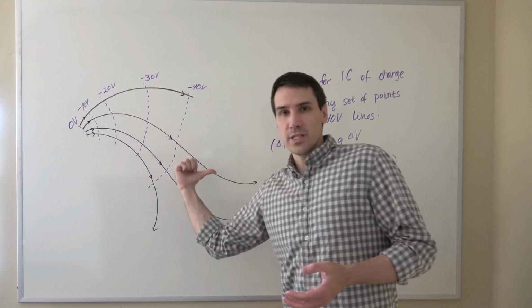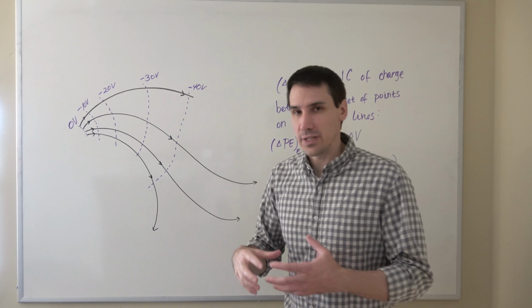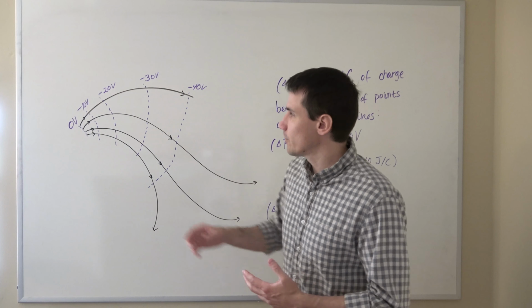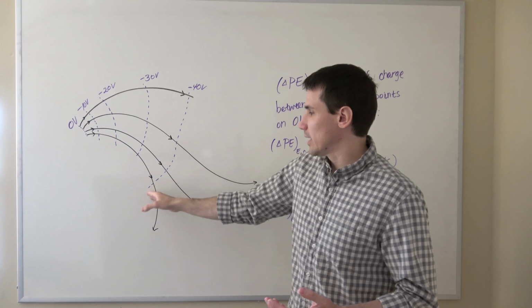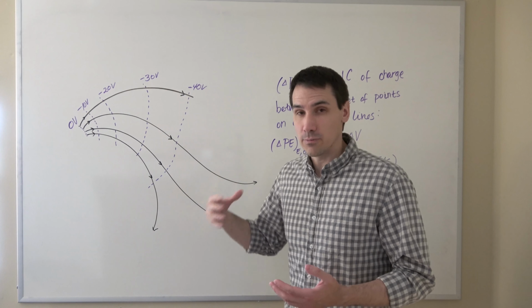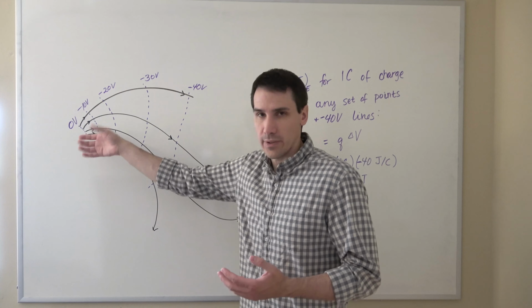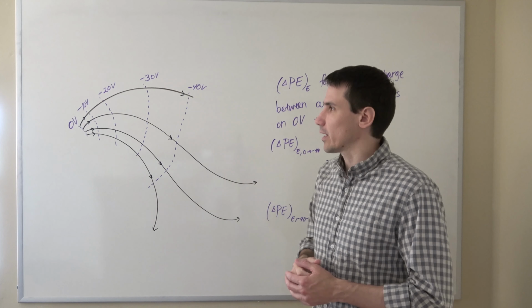The electric field goes this way. When I move with the electric field, I lose electric potential. So all of my electric potential lines are negative in value, below 0, because I start at 0 and then I lose electric potential from there.